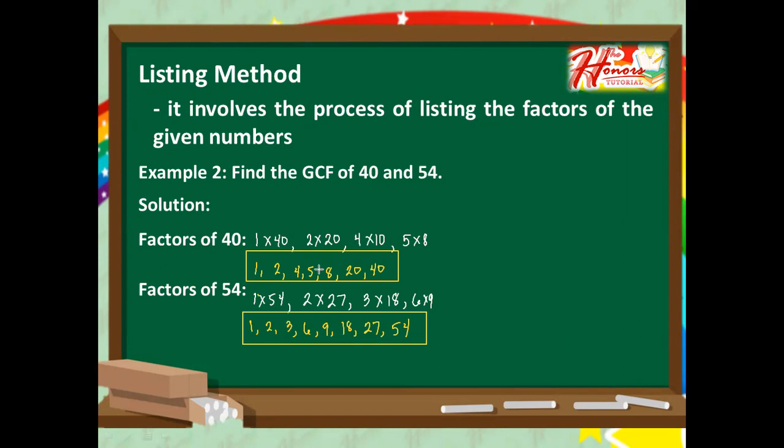Why? I will show you why. Look at this. 1 and 1, 2 and 2. At first glance, you will think of, no, it's not the GCF because 2 is too small. But look at the other numbers. You have here 4, 3, not similar. They are not the same number. 5, 6, 8, 9, 20, 18, 40, 27, 54. They are not the same anymore. So therefore, the biggest number that we have here is 2. So that's why you have no choice but to have 2 as your GCF.